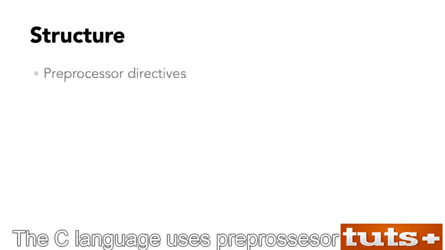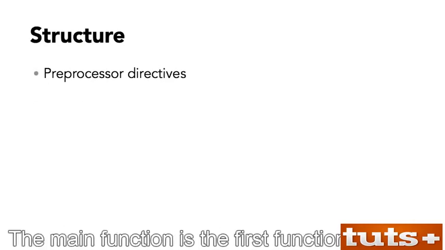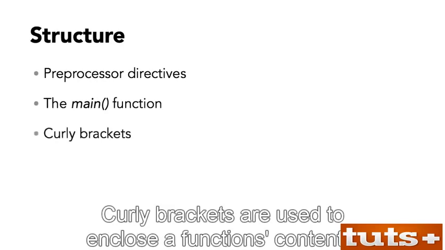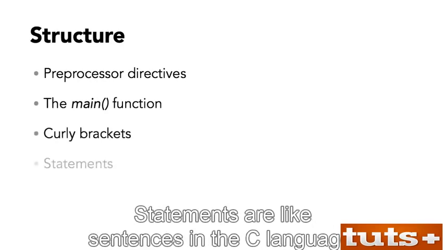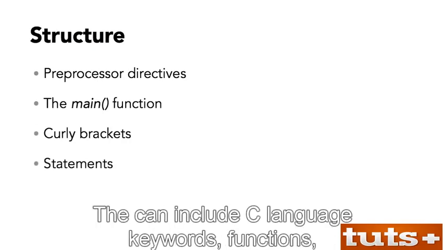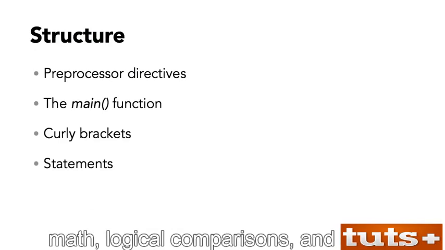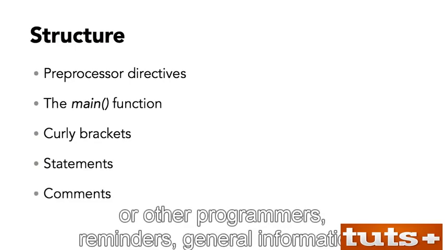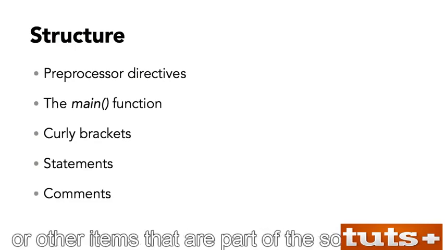The C language uses preprocessor directives to help control program flow. The main function is the first function executed in all C programs. It's required, as you saw earlier in the dummy example. Curly brackets are used to enclose a function's contents. Statements are like sentences in the C language. They can include C language keywords, functions, math, logical comparisons, and so on. Finally, comments are notes to yourself or other programmers, reminders, general information, or other items that are part of the source code but not compiled.